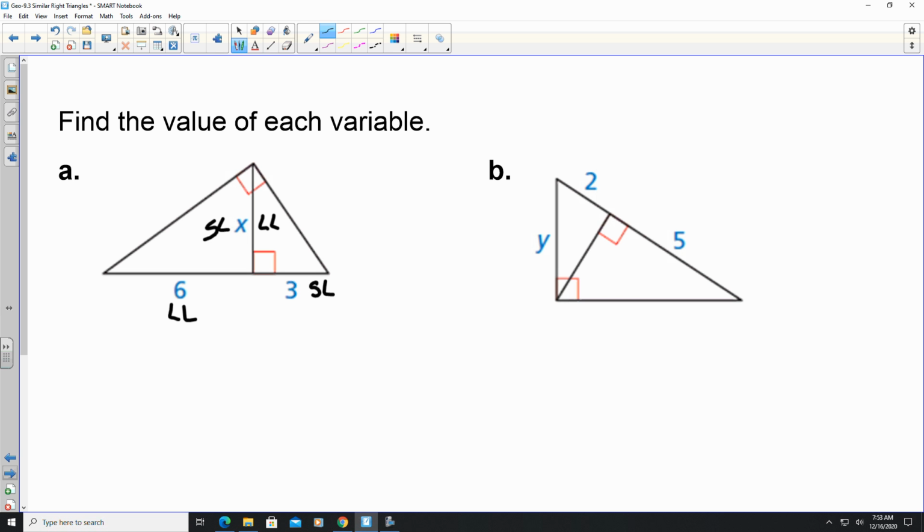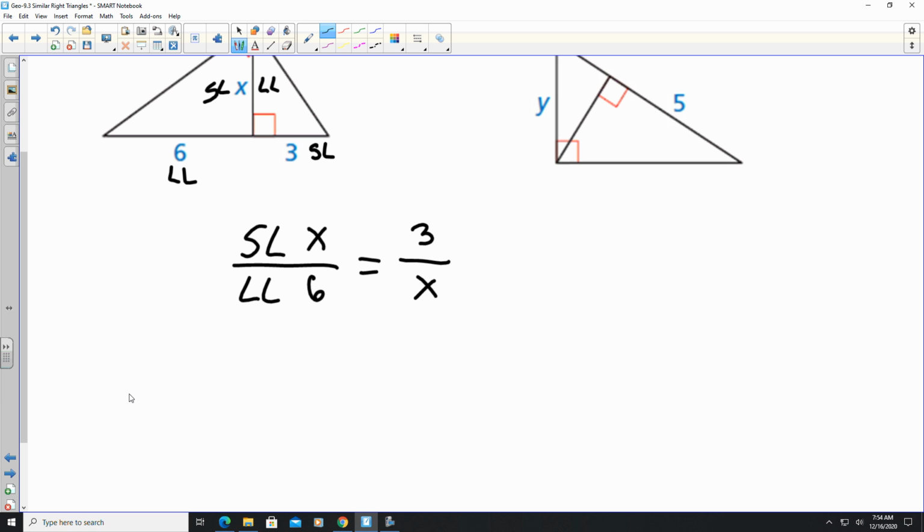So if we're going to set this up, first let's look at it with respect to the medium triangle. I'm going to put short leg on top, which is X, divided by long leg on the bottom, which is 6. And that's going to be proportional to the short leg, which is 3 with respect to the small triangle, divided by long leg, which is X. If you notice the two X values, one's on the top and one's on the bottom, that allows us to use that geometric mean formula. So X squared is going to be equal to 6 times 3, which is 18.